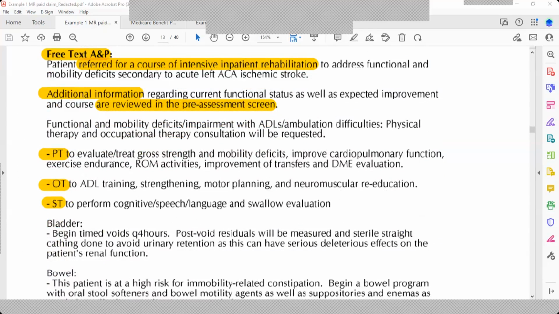So we can see PT is evaluating and treating for gross strength and mobility deficits, improved cardiopulmonary function, exercise endurance, range of motion activities, improvement of transfers, and DME evaluation. Occupational therapy is doing ADL training, strengthening, motor planning, and neuromuscular re-education. And speech therapy is performing cognitive speech, language, and swallowing evaluation.